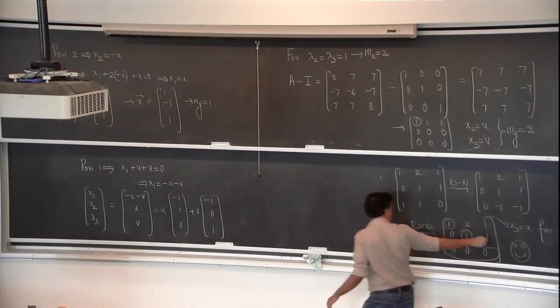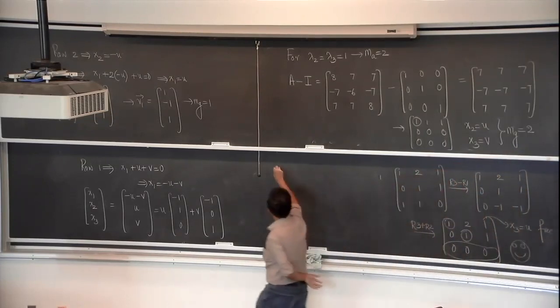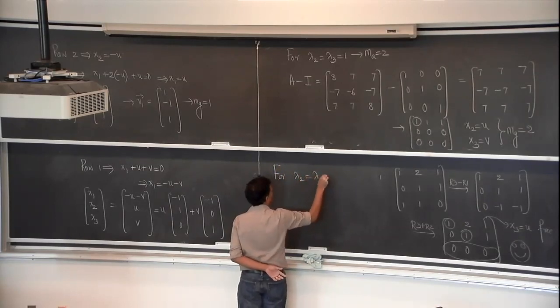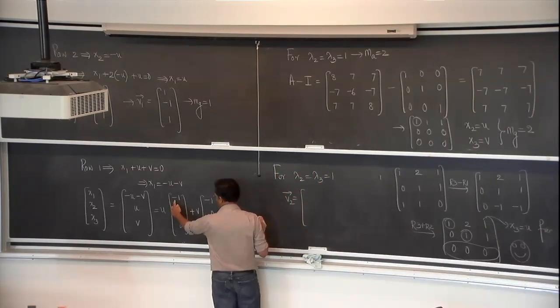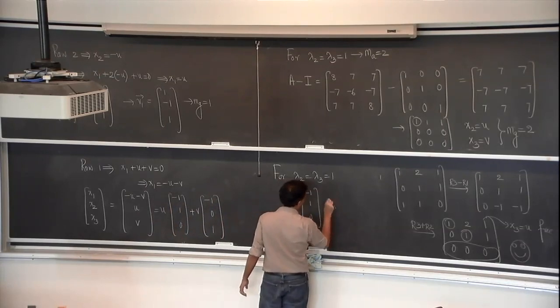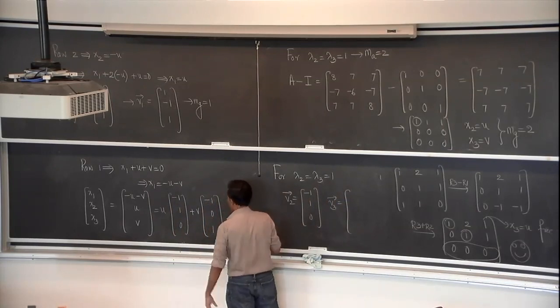Since you have a geometric multiplicity of 2, you expect two vectors. So for lambda 2 equal to lambda 3 equal to 1, v2 equal to negative 1, 1, 0, or any multiple of this is okay. And v3 equal to negative 1, 0, 1, or any multiple of it.